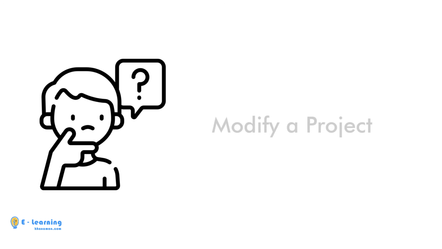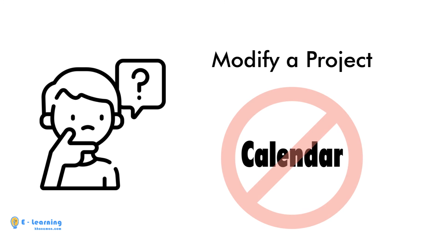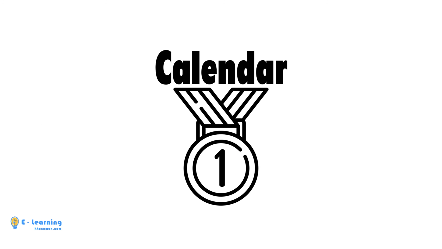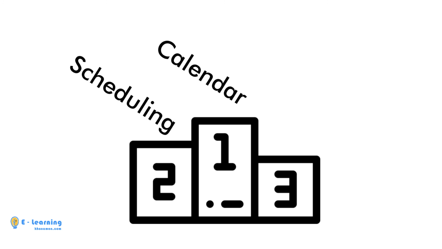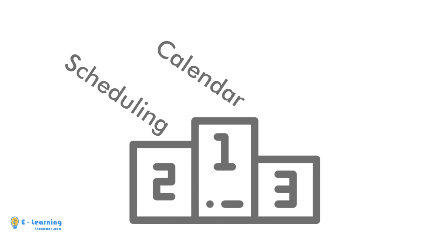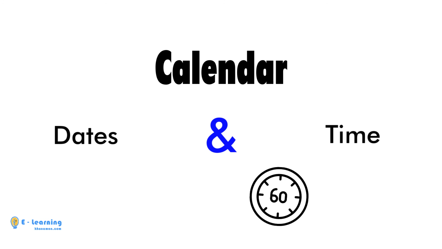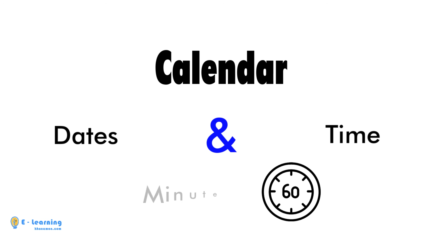It is odd to modify a project in P6 without a calendar. Calendar is the most primary part of Primavera. It is essential to modify the calendar before starting scheduling. It contains not only the dates but also the time. The smallest duration of P6 is minutes.